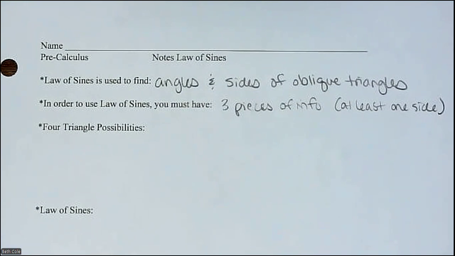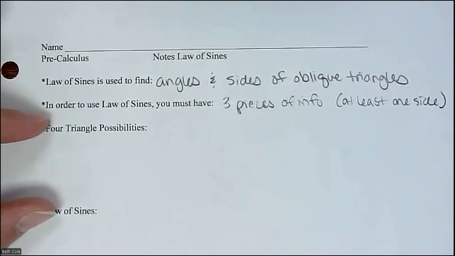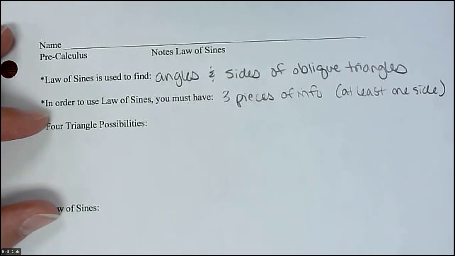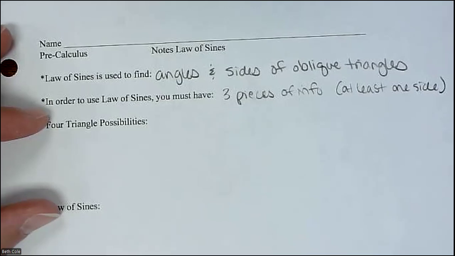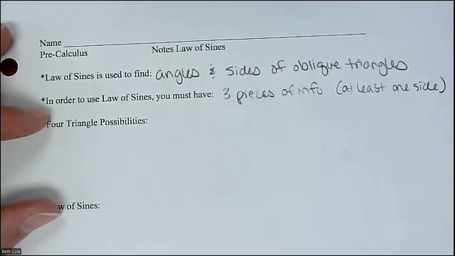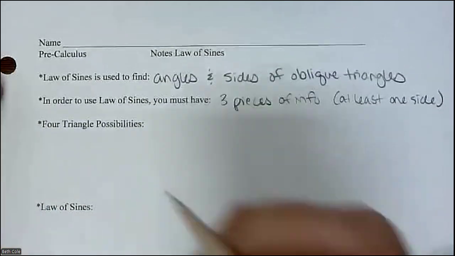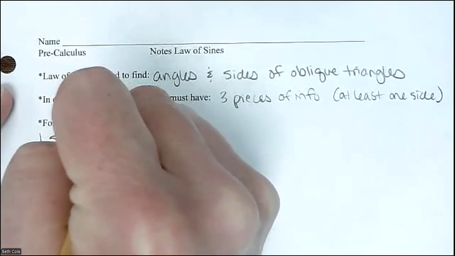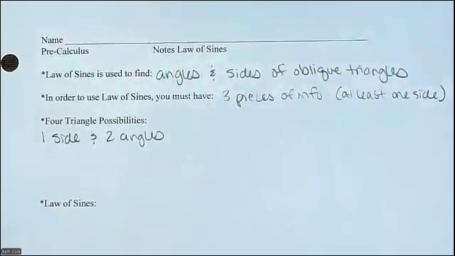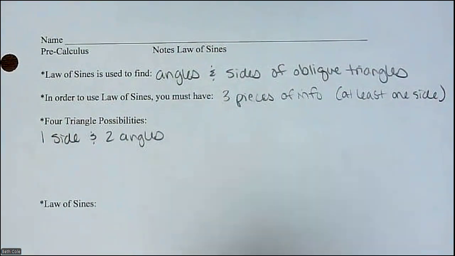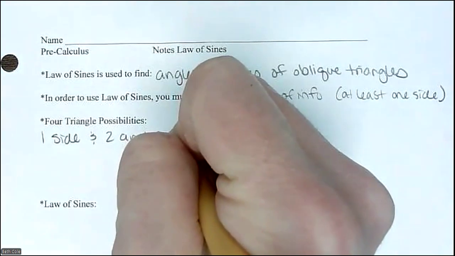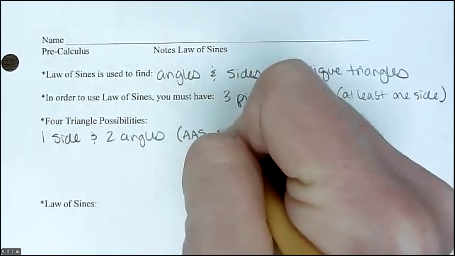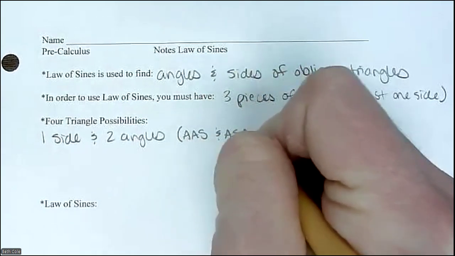Now, what I'm going to do right here is recap the entire rest of the unit that we're going to do. We're not going to do all of this today, so don't get overwhelmed. I'm just going to give you an overview of the whole thing. Cool? So there are 4 triangle possibilities. 1 side and 2 angles gives you 1 side and 2 angles. No one is allowed to groan when I write this. Those 2 patterns would be angle, angle, side, and angle, side, angle.